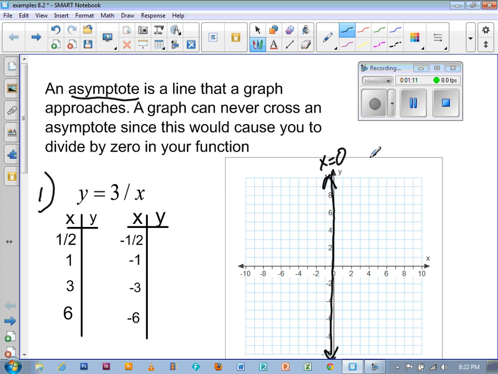Also, since x cannot be 0, our output cannot be 0. There's no way we're ever going to be able to get y to be 0, so that becomes another asymptote. In this case, we describe it as y equals 0. Now, sometimes I like to refer to these asymptotes as electric fences. Basically, your line can never cross it, so it approaches really close to those lines but never crosses.